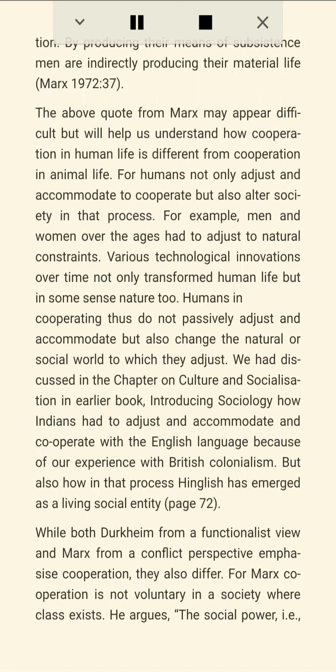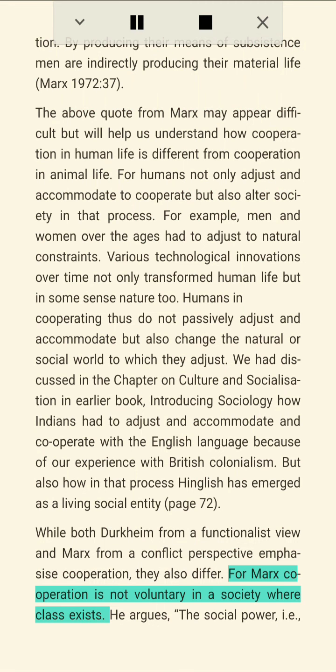Humans in cooperating thus do not passively adjust and accommodate but also change the natural or social world to which they adjust. We had discussed in the chapter on culture and socialization in the earlier book, Introducing Sociology, how Indians had to adjust and accommodate and cooperate with the English language because of our experience with British colonialism. But also how in that process English has emerged as a living social entity, page 72. While both Durkheim from a functionalist view and Marx from a conflict perspective emphasize cooperation, they also differ.